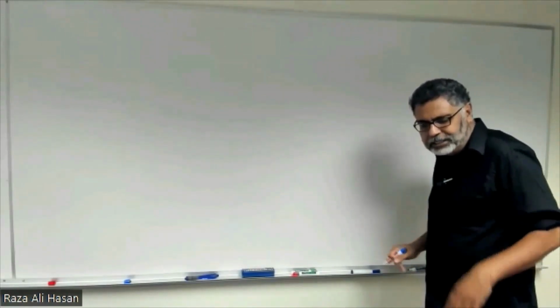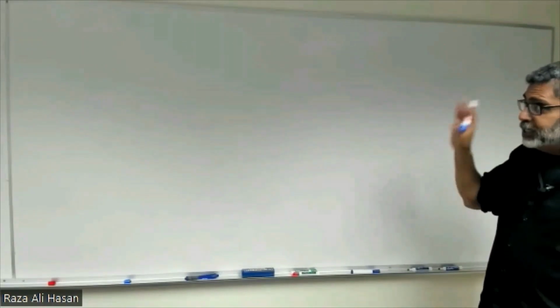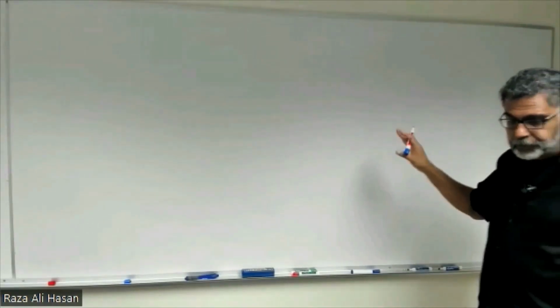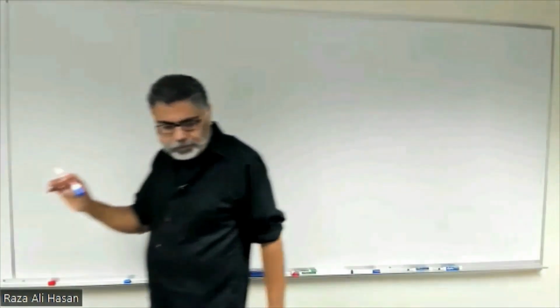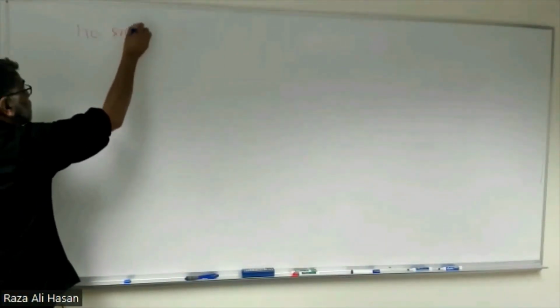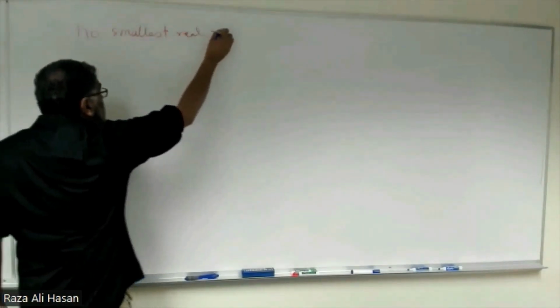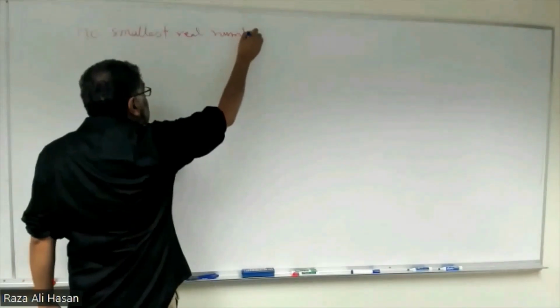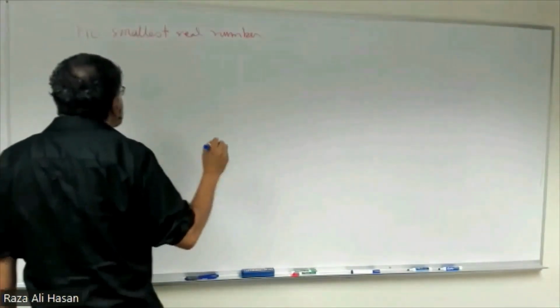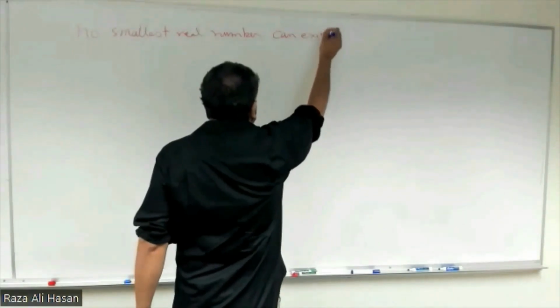So the first thing is this. This theorem is super important, because what this theorem is saying is this idea: there's no smallest real number. You know this already. No smallest real number can exist.